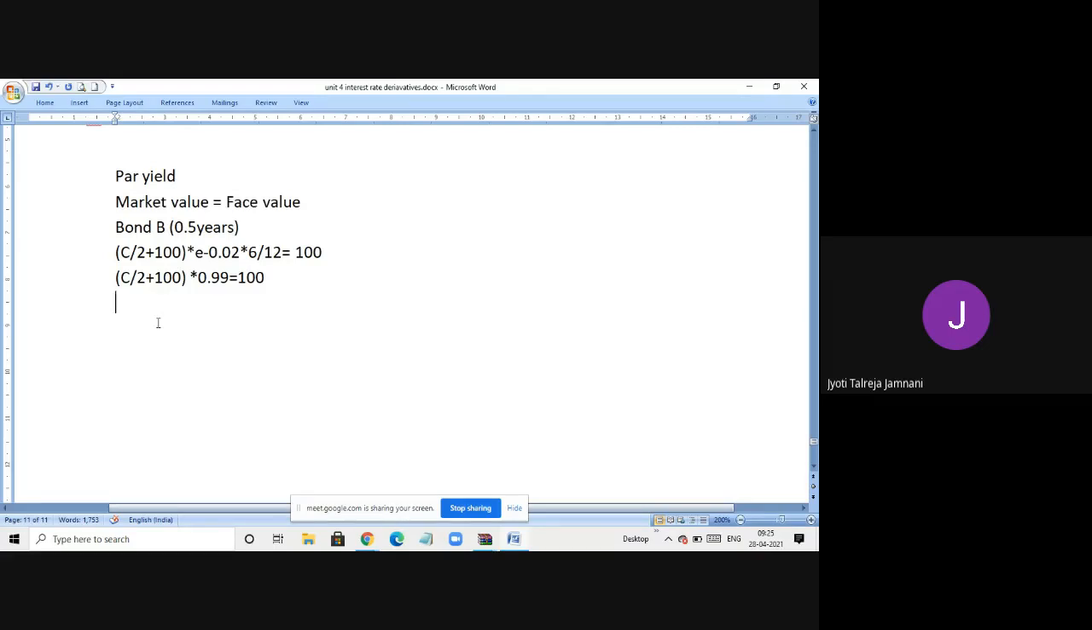If I do 0.99 into C by 2, it will become 0.99 C divided by 2, plus 0.99 into 100, which gives 99, is equal to 100. I'm repeating: I've multiplied this 0.99 with this bracket because both have to be multiplied. So I'll multiply and then see what has to be taken that side. So 0.99 into C by 2 gives 0.99 C by 2, plus 0.99 into 100, which is 99. Is that okay?